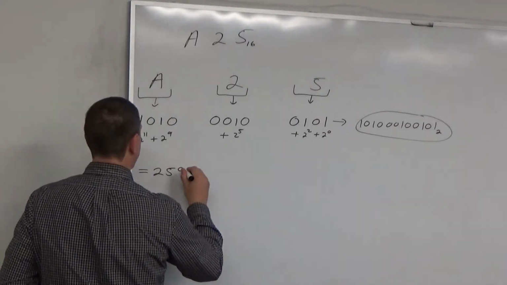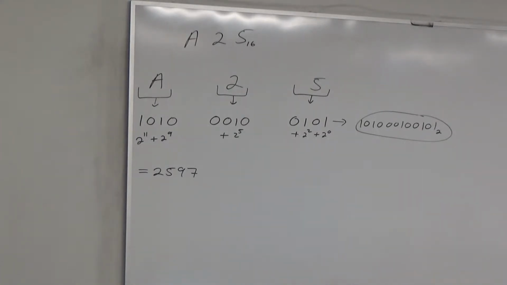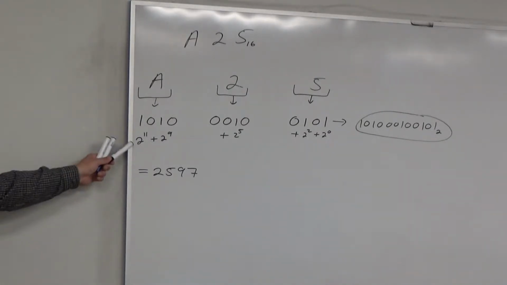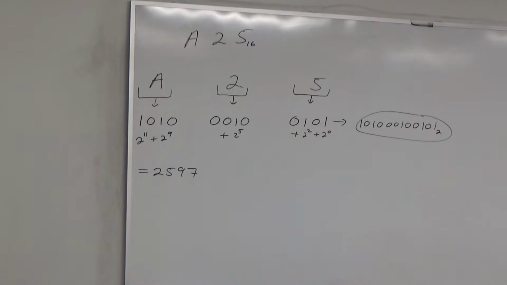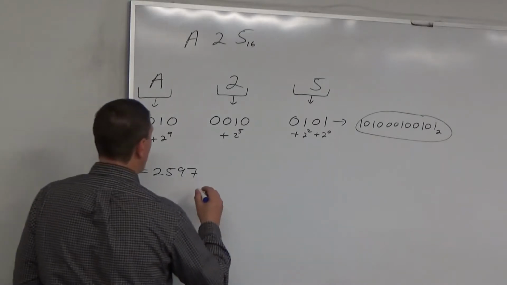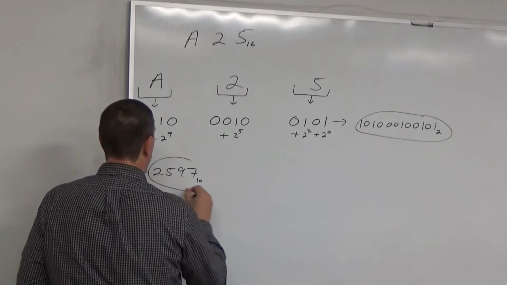2597. 2597, okay? Yeah, that looks good to me, because this is going to be your 2048, and then that's going to be your 512, so it has to be almost 2600, so that looks viable to me. Can somebody confirm that, just to make sure? Right. Okay, thank you, gentlemen, I appreciate it very much. That's going to be our base 10, and we are done with this.